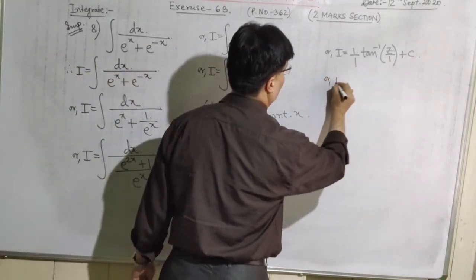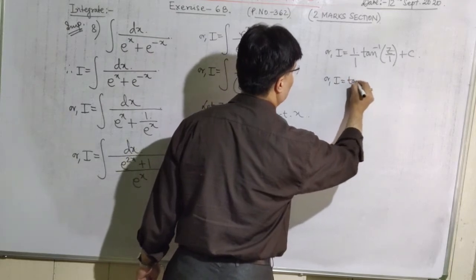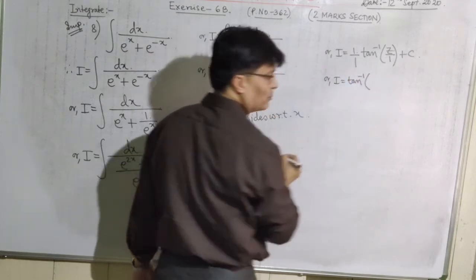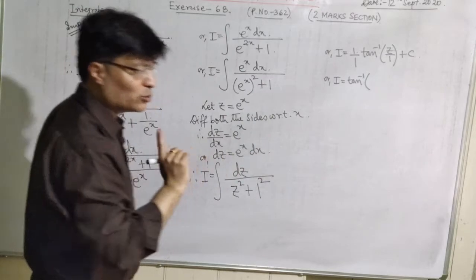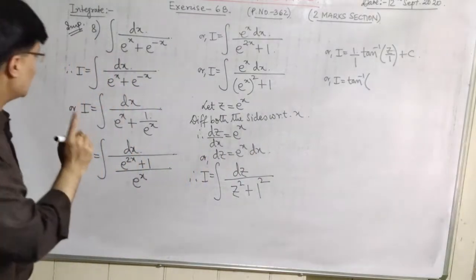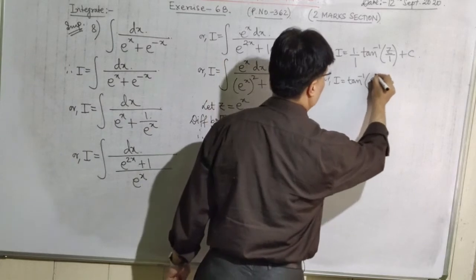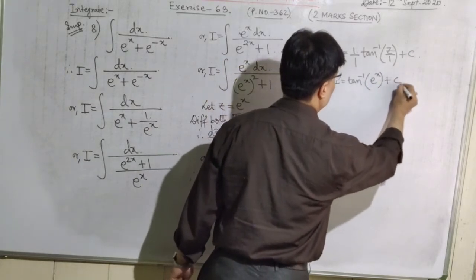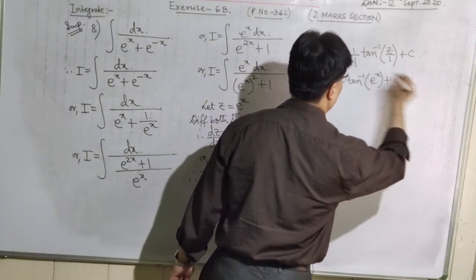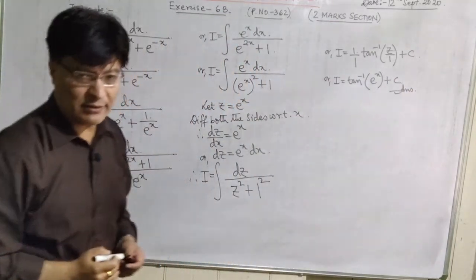Now you can put the value for z. So I is equal to tan inverse within bracket, 1 upon 1 is 1, you don't have to write that 1. So what is the value for z in this case? It is e to the power x. So it is tan inverse of e to the power x, bracket closed, plus C. So this is the final answer.